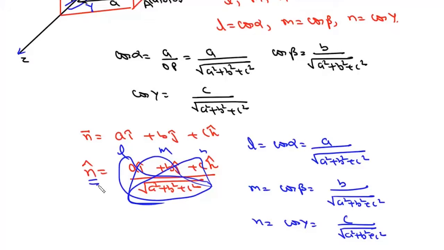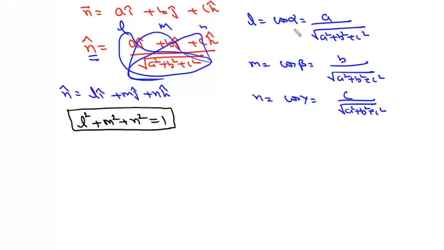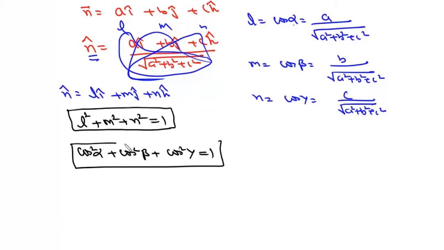And as we can clearly see, this vector li plus mj plus nk is a unit vector, so its magnitude is 1. So if l, m and n are direction cosines of any line or any vector, then l square plus m square plus n square must always be 1. And if we are given angles alpha, beta and gamma, then cos square alpha plus cos square beta plus cos square gamma must be 1.